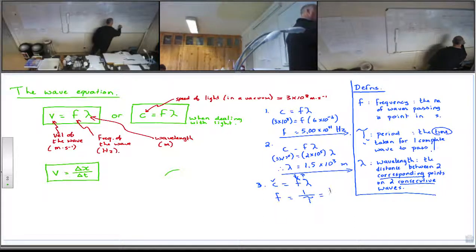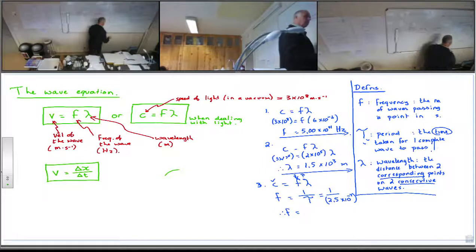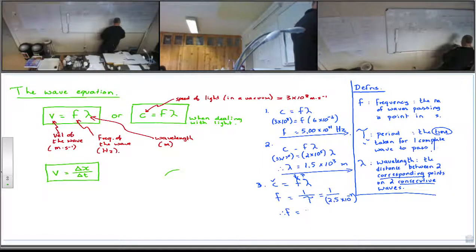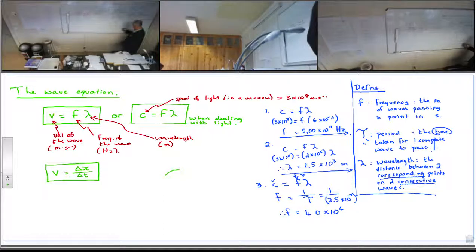What is tau? 2.5 times 10 to the minus 7. Therefore, frequency equals, what does that work out to be? 4 million. 4,0 times 10 to the power of 6 hertz. Thank you.